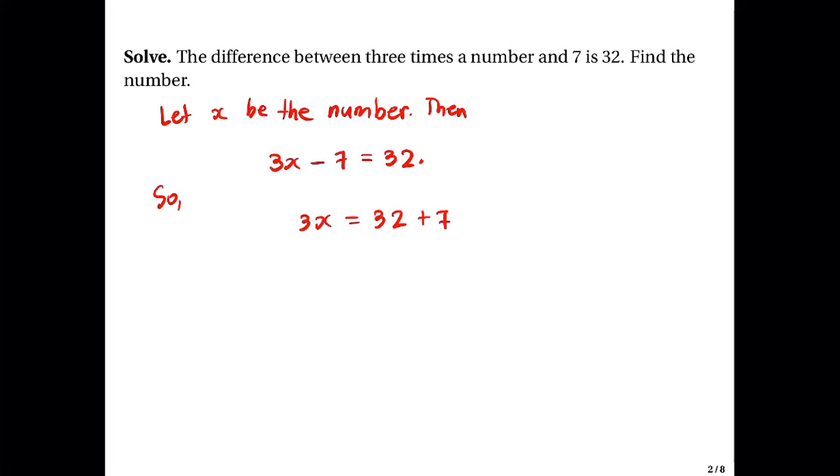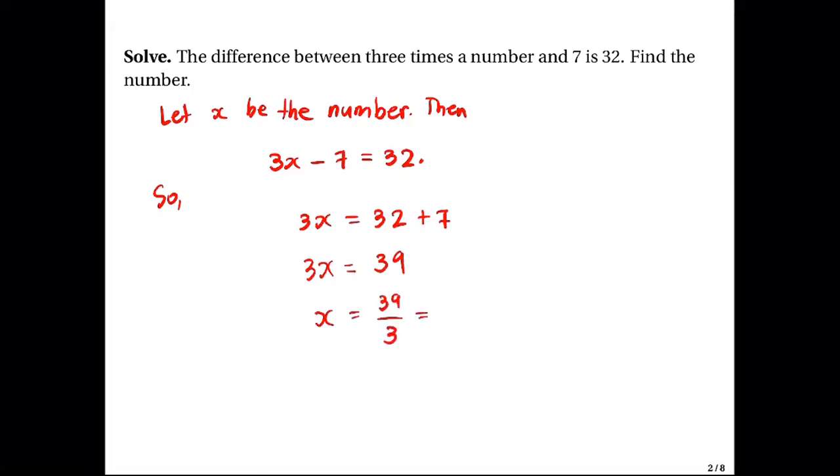So in here, you have 3x equals 32 plus 7, or 3x equals 39. And therefore, you have x equals 39 over 3. This is equal to 13. So the number that we need is 13. And you can check that. If you multiply 13 by 3, that's 39. If you subtract 7, that's 32.